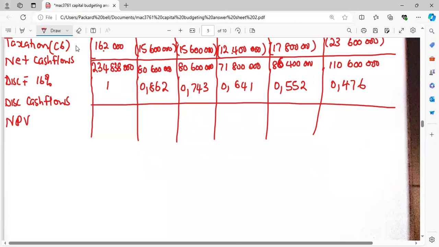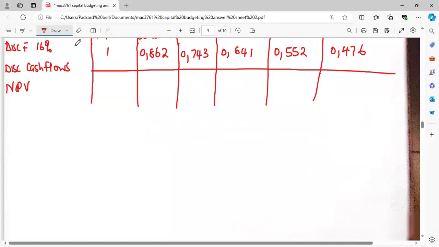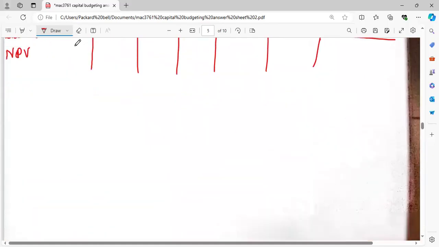Sorry, can you remind me, please? I forgot. I'm not getting all this amount. Which amount are you dividing by? When you want to calculate your discounting factors, you use your weighted average cost of capital. In our case, it's 16%.